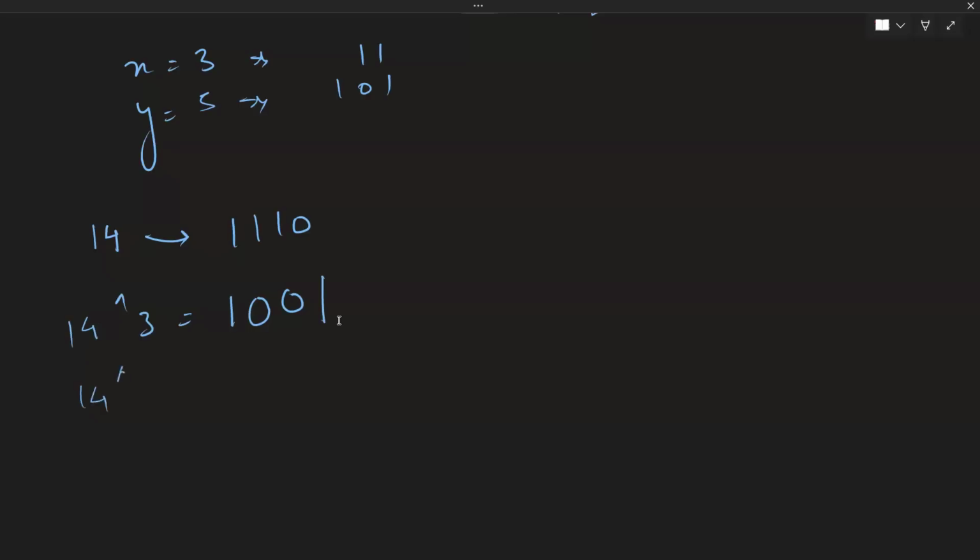And if I take 14 XOR 5, I'll still get, no, just wait a second. If I take 14, this will be this thing and this will be this thing. So these are not equal. 14 XOR 3 and 14 XOR 5 are not equal. Let's take some other value.